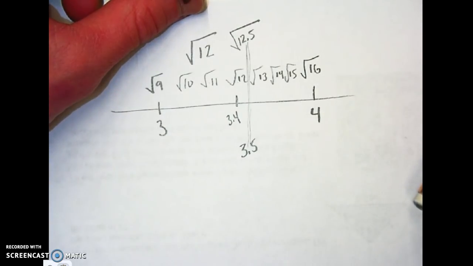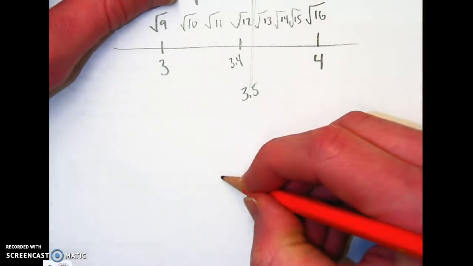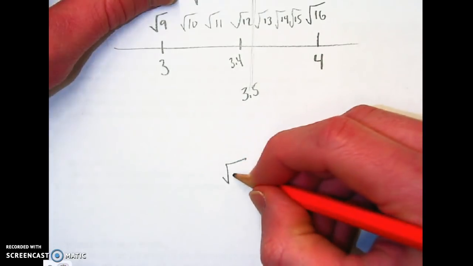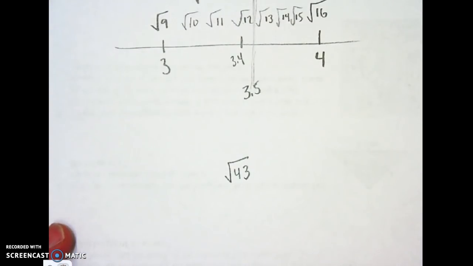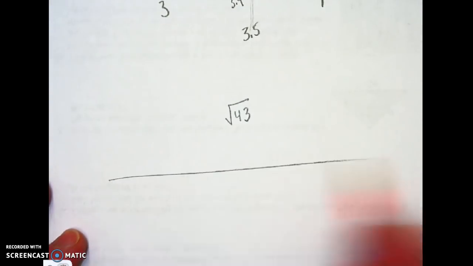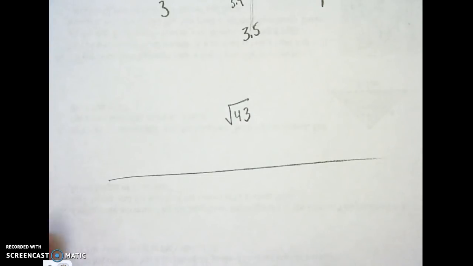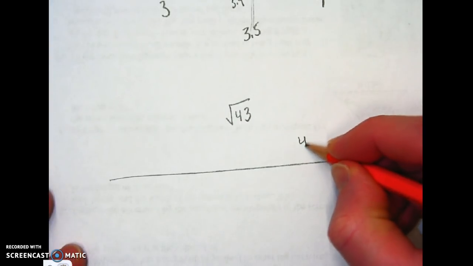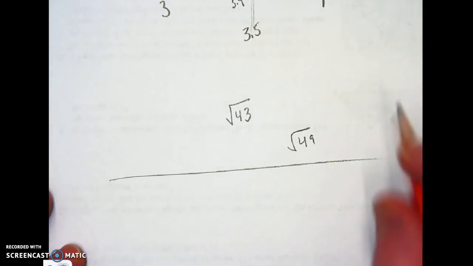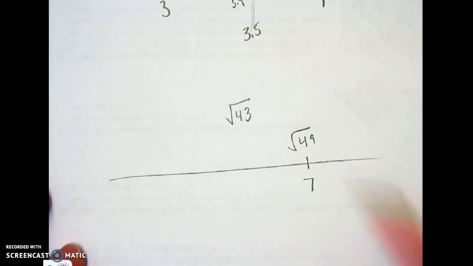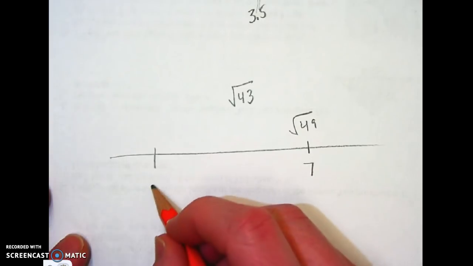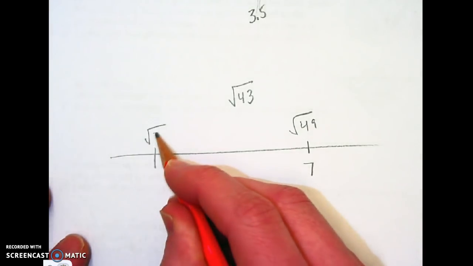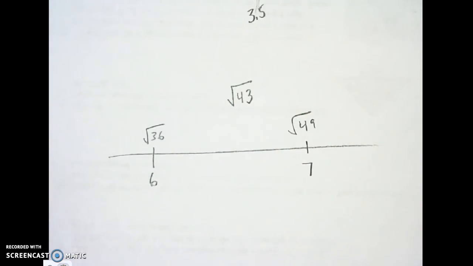Okay, let's take a look at another one. If you had to estimate the square root of 43, I'd create a number line. I want the square number that comes right after it and right before it. The one that comes right after it is 49. The square root of 49 is 7. So I know this is smaller than 7. The one below it is the square root of 36, which is 6. So this is 6 point something.